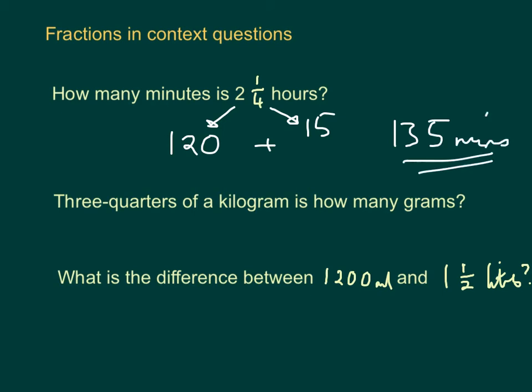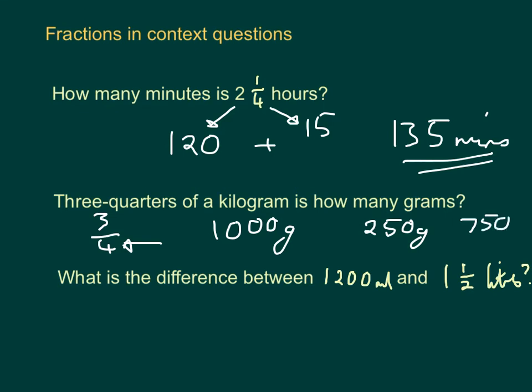3/4 of a kilogram, well, a kilogram is 1,000 grams, so I'm looking for 3/4 of it. So I need to divide it into quarters first of all, so I've got 4 250 gram pieces, and I'll need 3 of them, so that will get me to 750 grams.